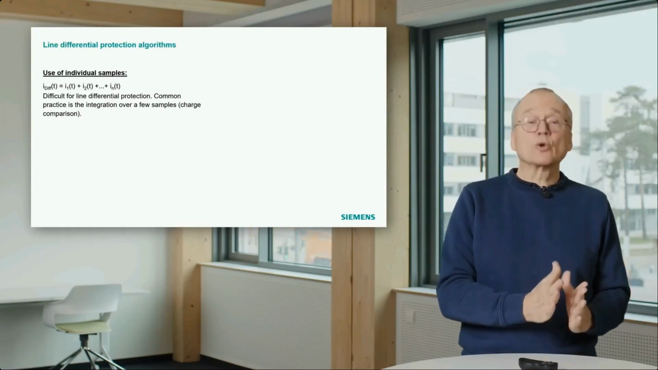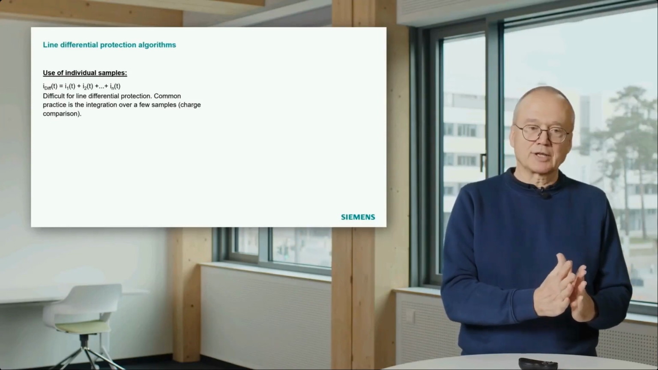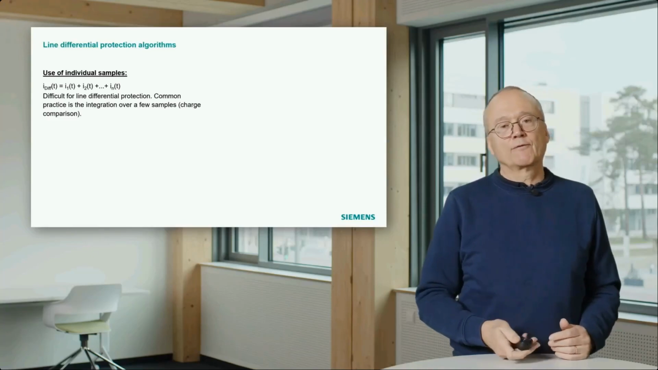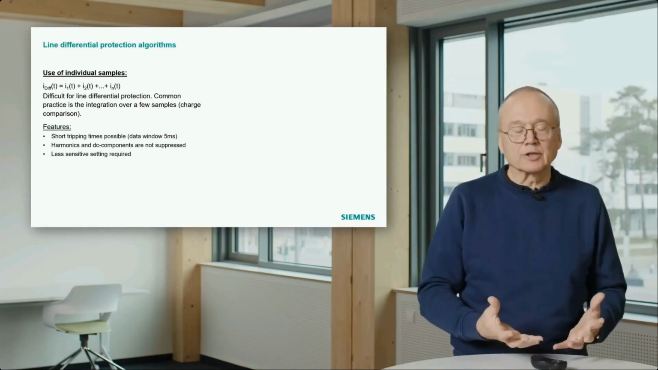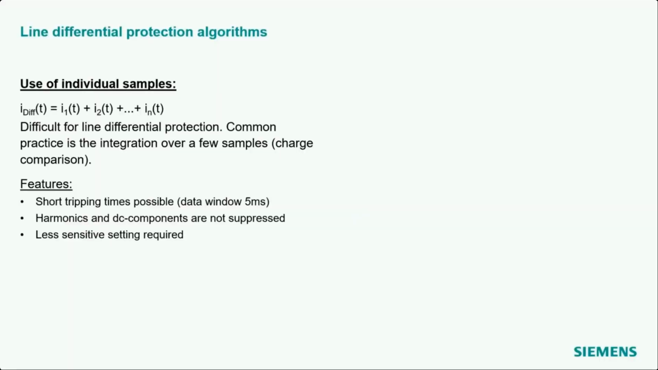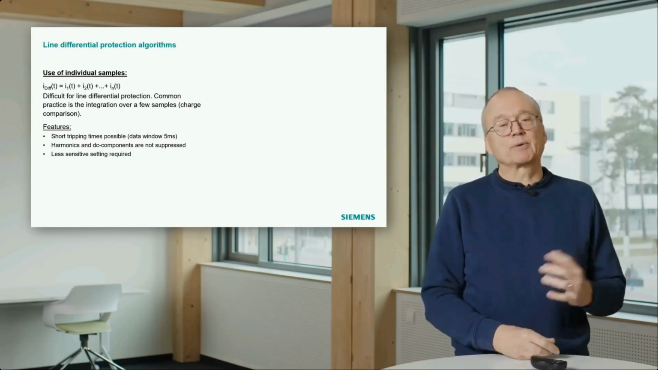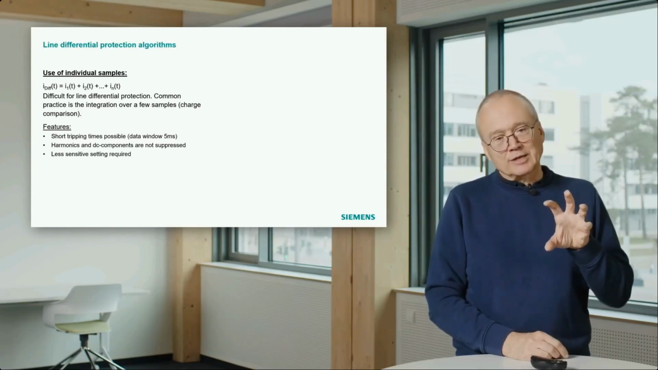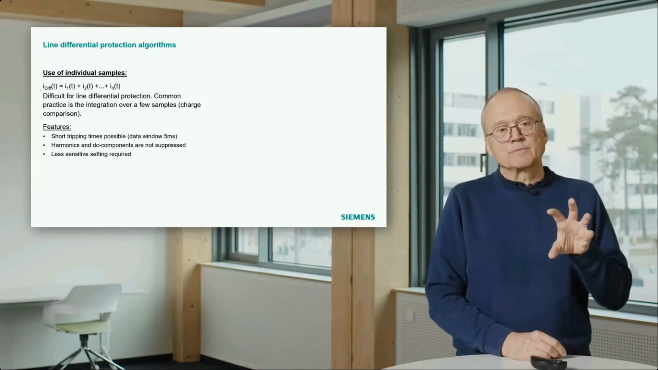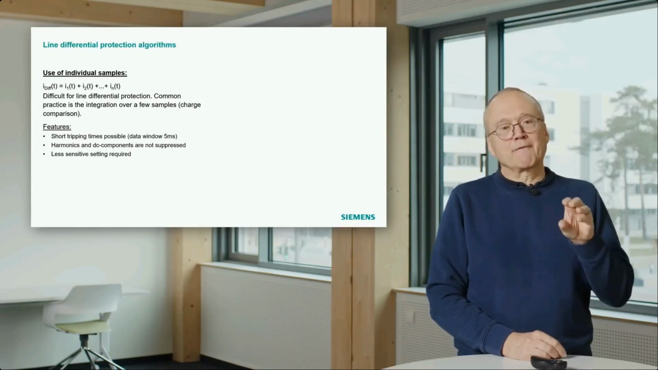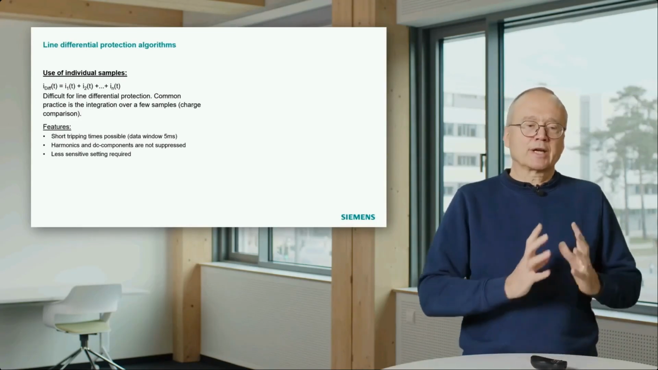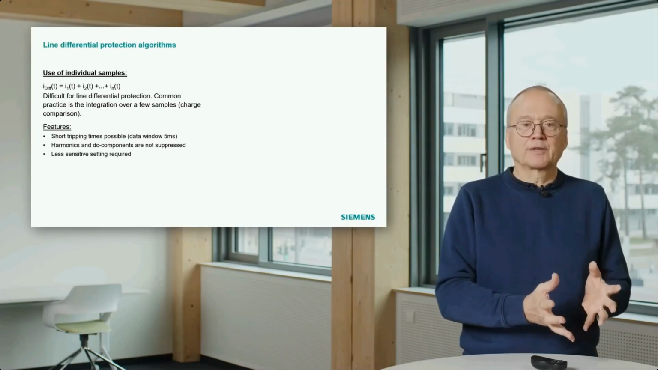The good thing is you don't need any long data windows. That means you collect just data across a few samples, and from that you can then calculate the differential current, evaluate what is the maximum differential current we could have on a healthy line, and if it is higher, you trip. With this algorithm, short tripping time is possible because you need very small data windows. Unfortunately, you cannot suppress harmonics or DC components. So for that reason, these algorithms cannot have the full sensitivity. They are fast and they are typically tuned to catch clear faults with high fault currents and trip them in a very fast way.